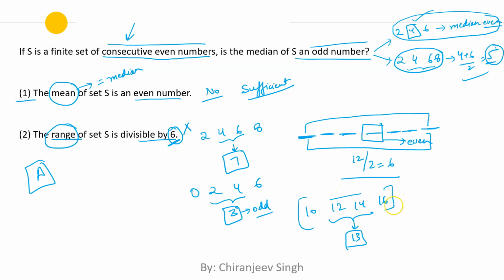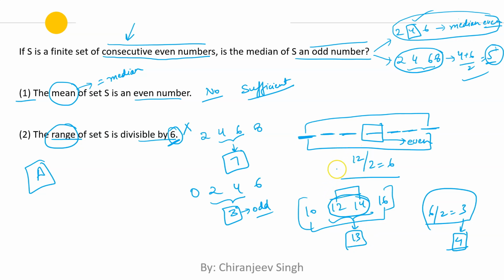If the difference is 6, I know that 6 by 2 is 3 steps. So there are 4 numbers in that set, right? Because if 6 is the difference between the smallest and largest, there are 3 steps along the way, 6 by 2. So there are overall 4 numbers. So I know the number of numbers is 4, an even number. So for sure I'm going to take an average of the middle two numbers to get to the median. But why is the average of the middle two numbers coming out to be always odd? That is again a question I had.